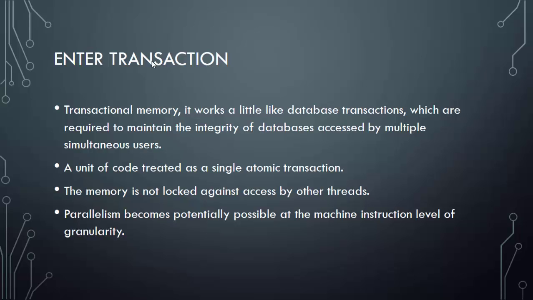If conflicting changes to memory are made by different threads at the same time, the transaction is aborted and the changes are reversed. The net result is that parallelism becomes potentially possible at the machine instruction level of granularity. Hardware-based transactional memory was introduced last year in Intel's Haswell and IBM's Power8 microprocessors. Transactional memory also exists at the software level, for example in C, C++, C Sharp, and Java compilers.